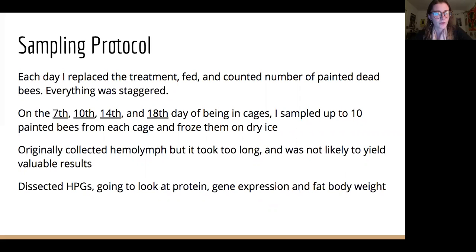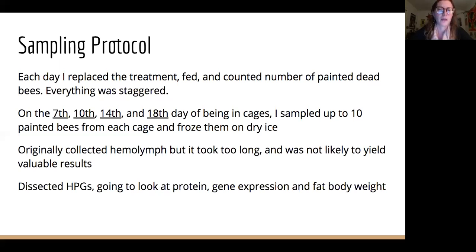I was originally going to collect hemolymph from each of these bees and analyze juvenile hormone, but it took too long and I didn't expect that it would yield very many valuable results. So I decided that I would keep that for maybe another project because it just ended up being too much work. Not even enough time in the day.